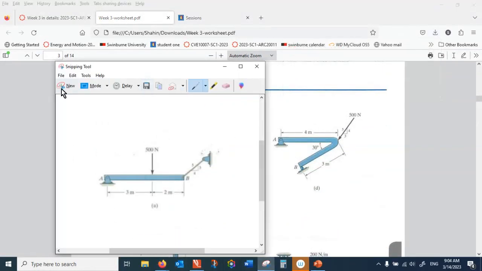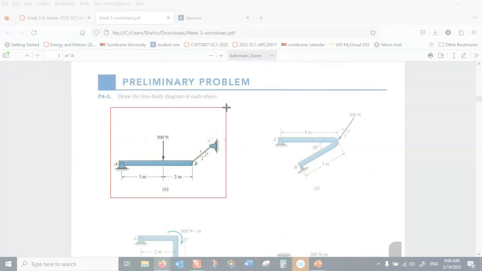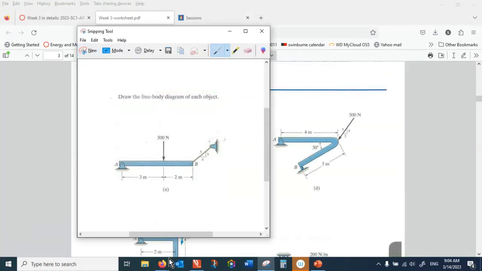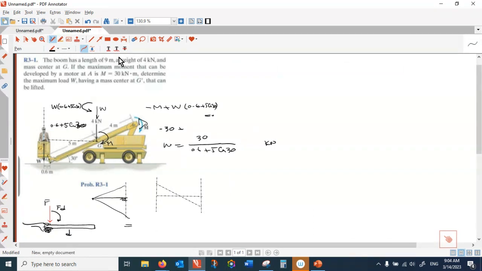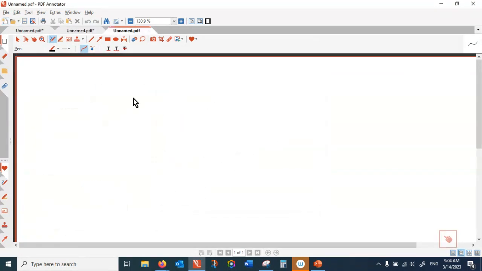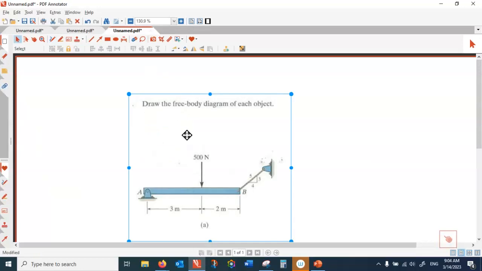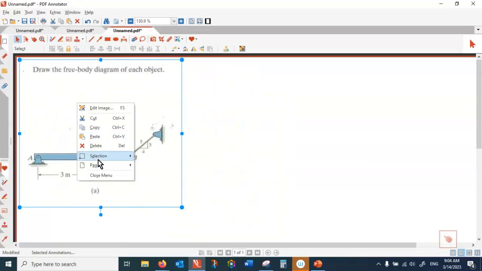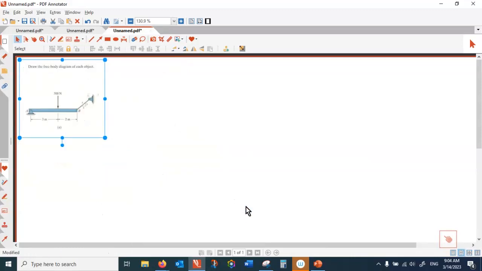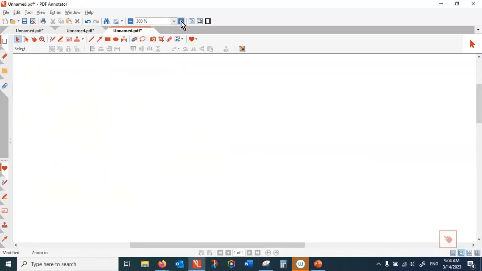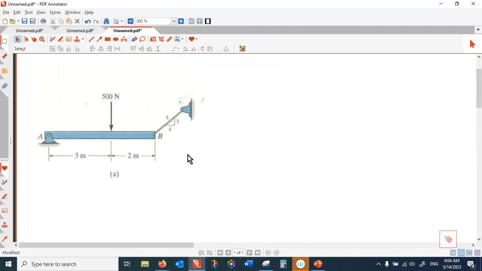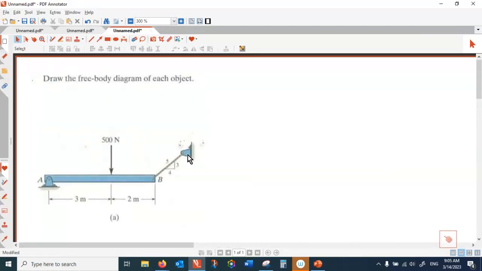All right, now let's make a free body diagram for this one. I know you've been told about the free body diagram in high school or in energy and motion, but based on my experience, that is something a little bit difficult for a student to digest and understand. What do we mean by free body diagram? A free body diagram is a virtual envelope.